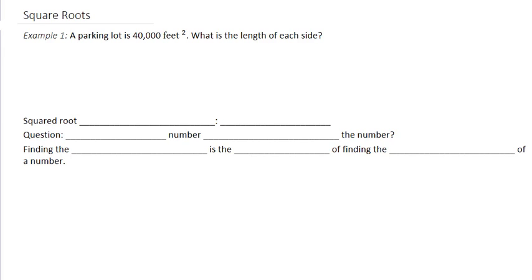Square roots. Example 1. A parking lot is 40,000 feet squared. What is the length of each side? So to answer this question, let's go over a few things.